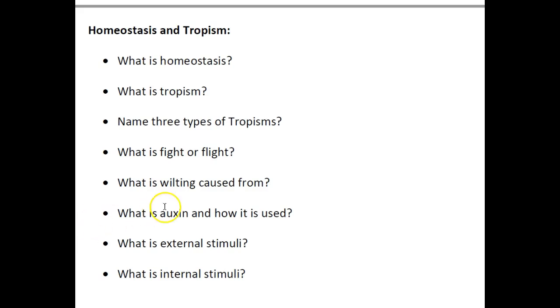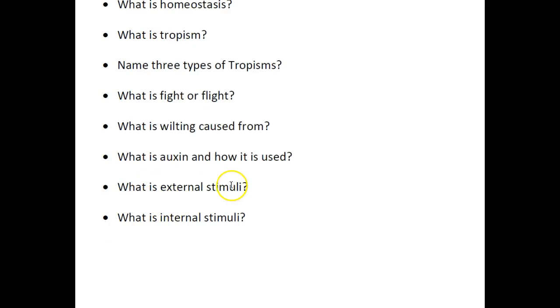What is external stimuli? Well, this is just external to an organism. For instance, if a bright light is in my eye, I'd want to turn away. That's an external stimuli. An internal stimuli would be, for instance, if I get hungry, my stomach is growling, I'm starting to run low on energy, so that's internal to my body.